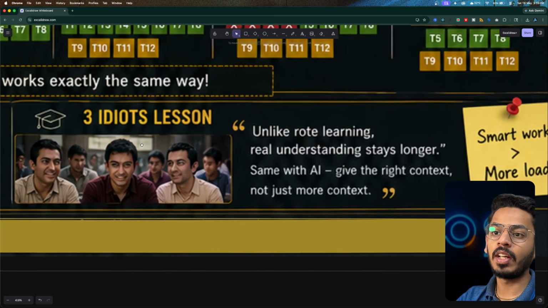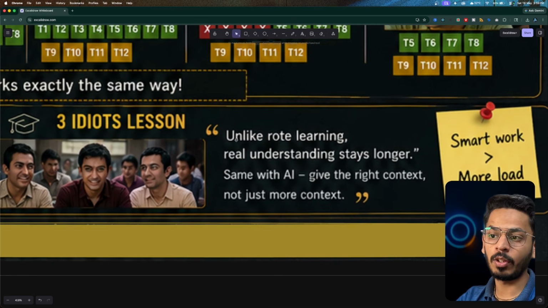And one lesson that we can take from Three Idiots is, unlike rote learning, real understanding stays longer. Same with the help of AI. Given the right context, not just more context. You have to be smart here. You have to make the AI do smart work here and not take more load.